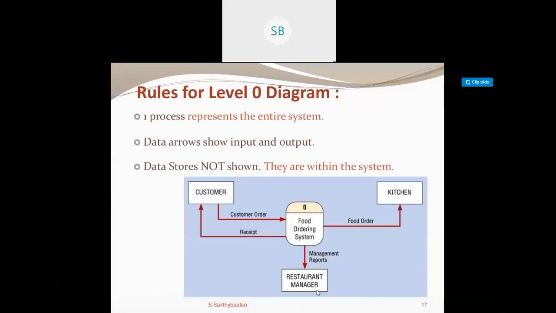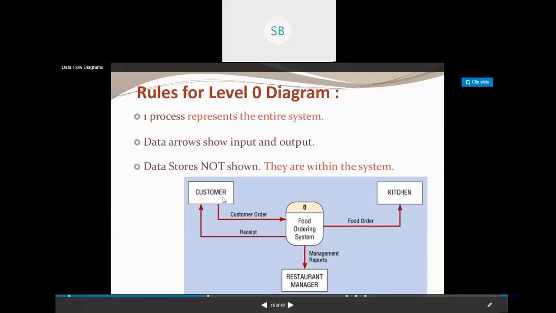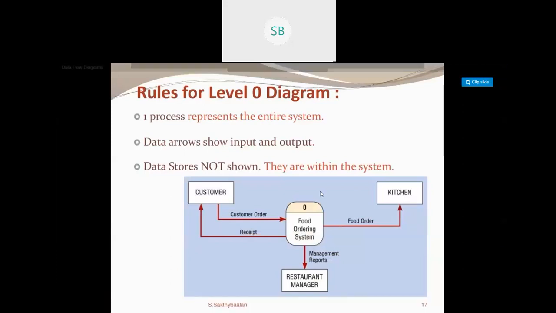So what happens is the customer provides the customer order to the food ordering system, the food ordering process. And once he orders the food, he gets a receipt. Similarly, once the food ordering system receives the customer order, it orders the food from the kitchen. And the food ordering system is managed by the restaurant manager. So this was a simple overview of the context level.